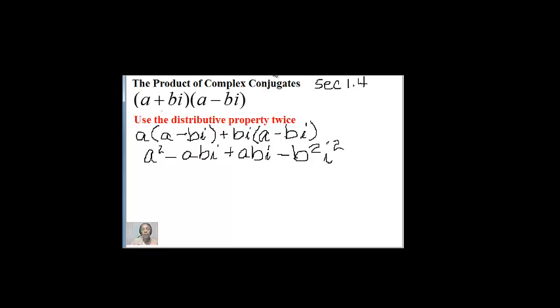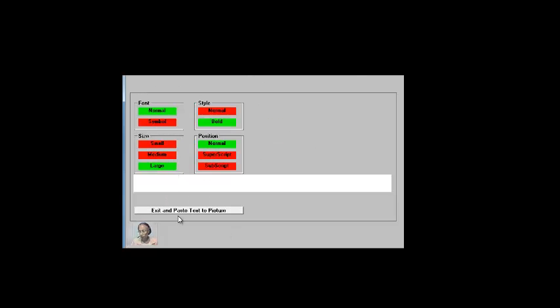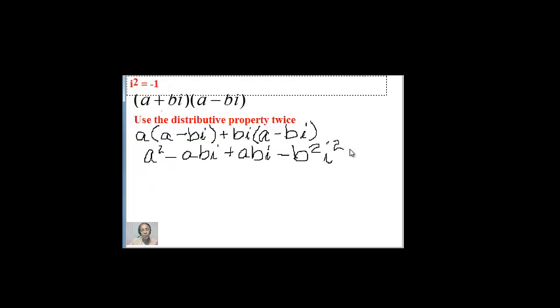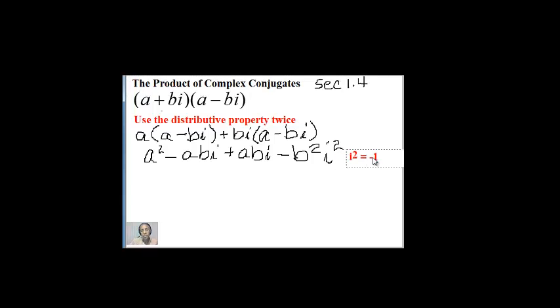All right, now here we want to recall that I squared equals negative 1. So that's the thing we have to remember here. You have lots of things you learn, and one of the tough things about math is that once something is established, you have to remember it. The other thing that shows up here is that negative ABI and positive ABI are opposites. So they're going to cancel, which means their sum is 0.